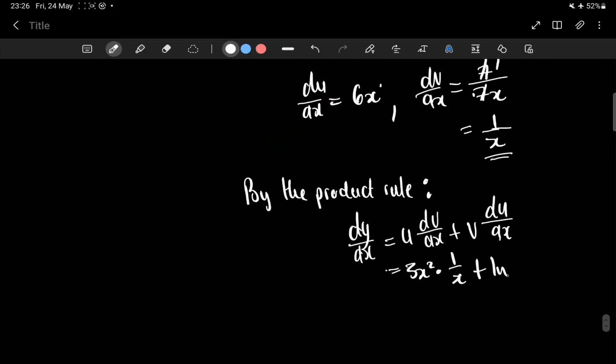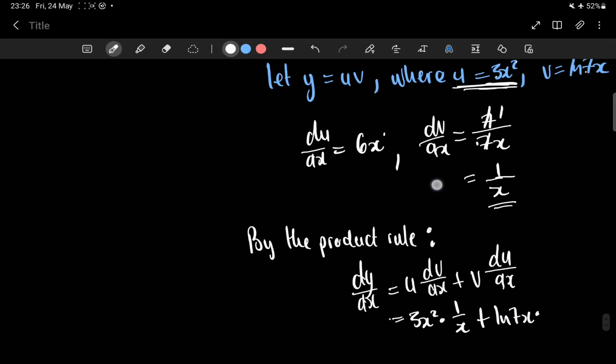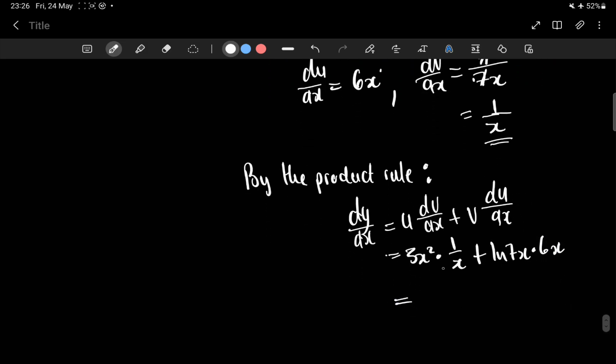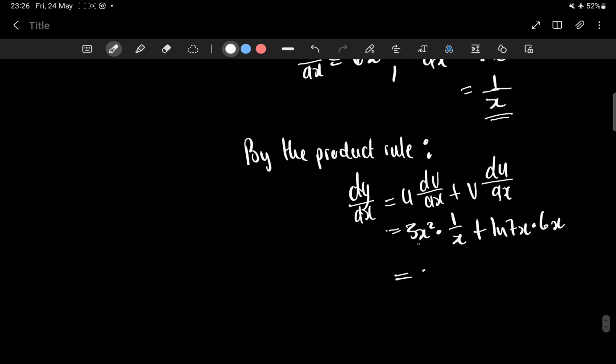ln 7x. So ln 7x times du dx. What's my du dx? 6x. This is going to be equal to, what is this? This would be 3x is a whole number. It's multiplying the fraction 1 over x, so it just multiplies the top times 1. So it'll be 3x squared over x plus 6x times ln 7x is 6x ln 7x.